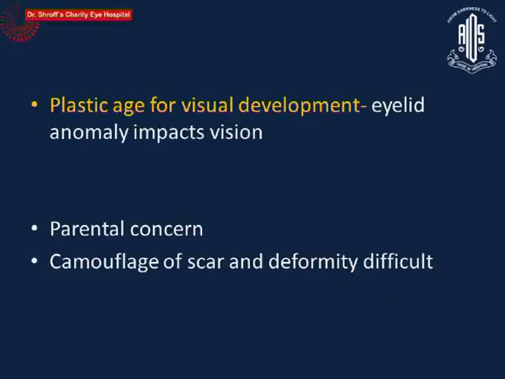Why is it important to treat the congenital anomalies? From the functional point of view, the eyelids are very important for the visual development. Any deformity in the eyelids can actually hamper the process of visual development. So it's very important to recognize them and treat them at a stage where visual development can happen appropriately. Also in children, the parental concern is very high, mainly because of the cosmetic concern, and since in children the skin around the eyelids is not really very lax, it's very difficult to camouflage any deformity or any scars by any measure other than surgery.